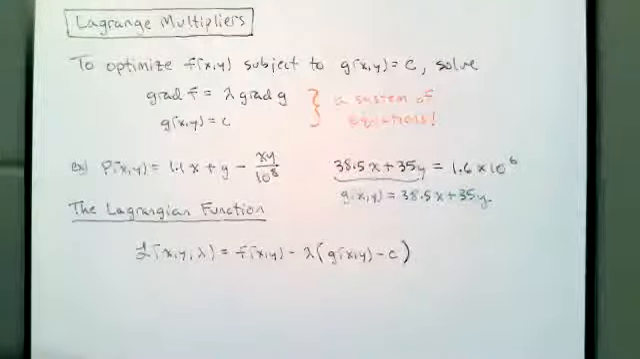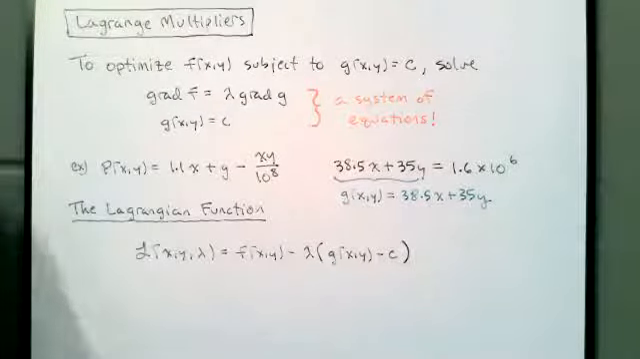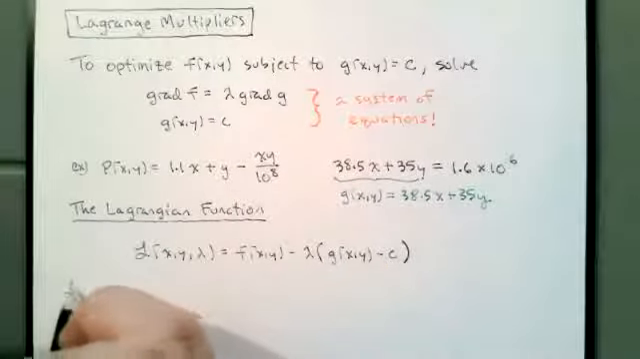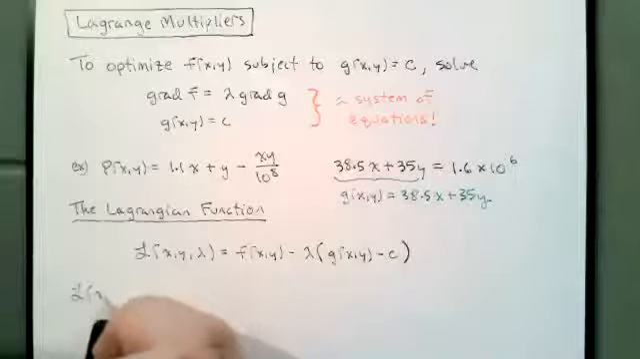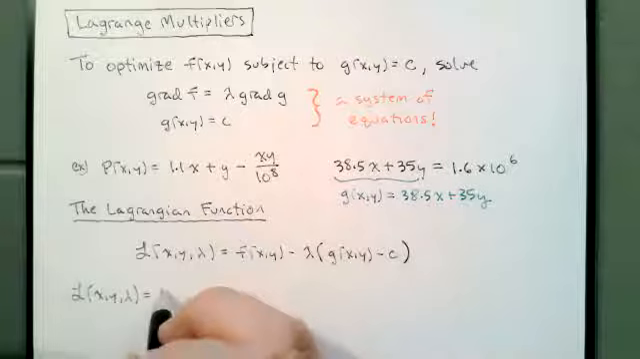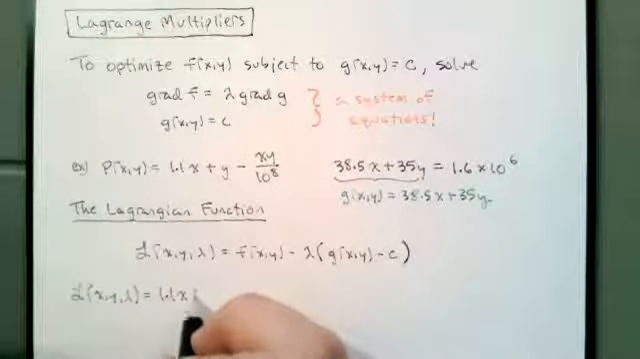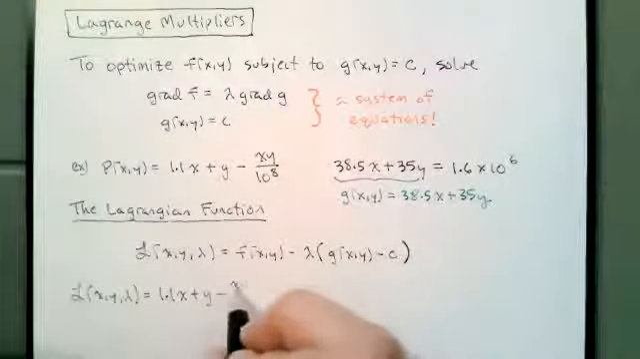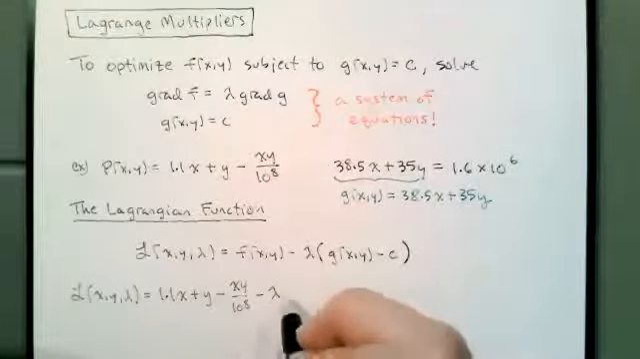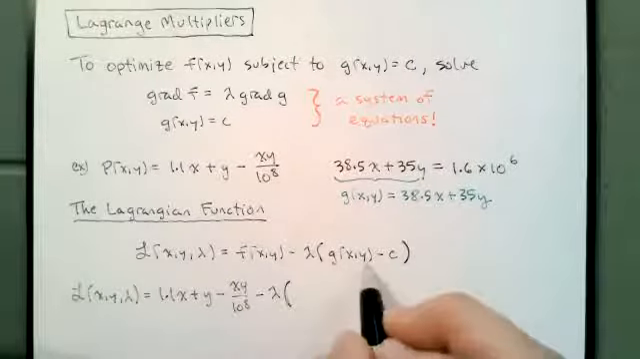All right. So let's set up our Lagrangian function, take our partial derivatives, and set them equal to 0 and solve. So our Lagrangian function for this example, we're going to have f of x y, our objective, minus lambda times g of x y minus c.